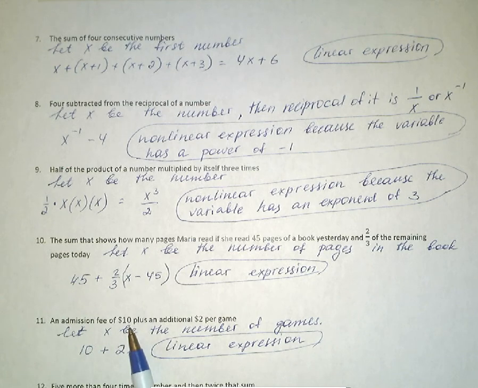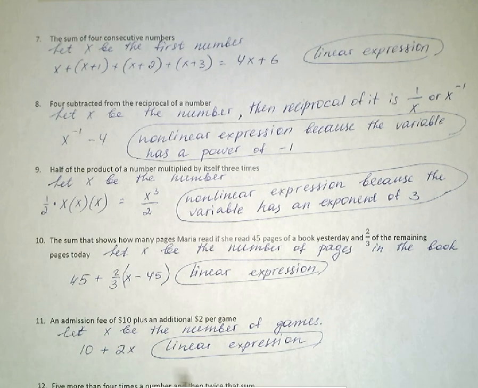Admission fee of $10 plus an additional $2 per game. X is the number of the games. 2x is going to be $2 times the number of the games, and plus $10 your admission fee. 10 plus 2x is a linear expression.